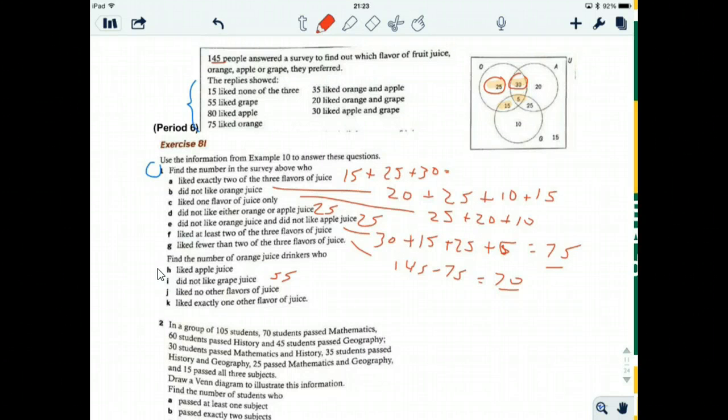Liked no other flavors of juice. Orange juice drinkers who did not like any other flavors. That would be 25, right? Because that would be the people up here. Liked exactly one other flavor of juice. So that would be the 30 and the 15, but not the 5, right? Because the 5 would be 2 other flavors of juice, so that would be 45.